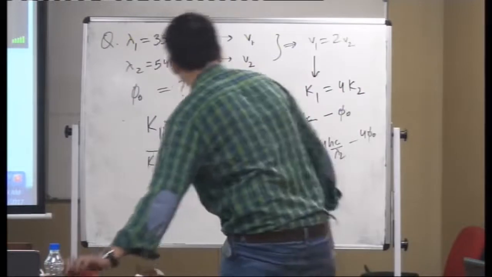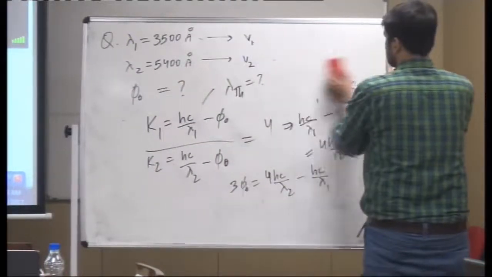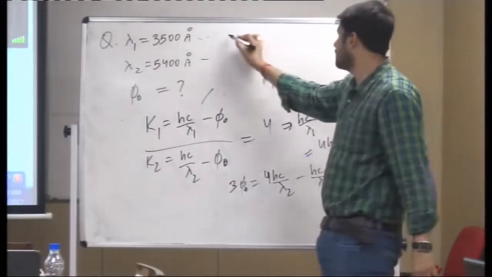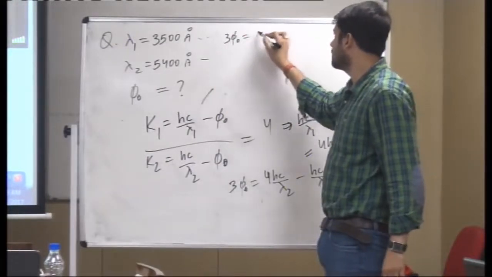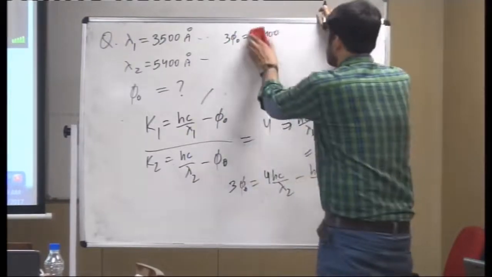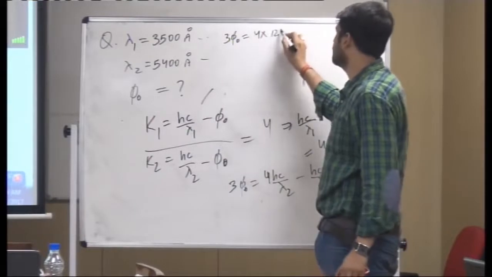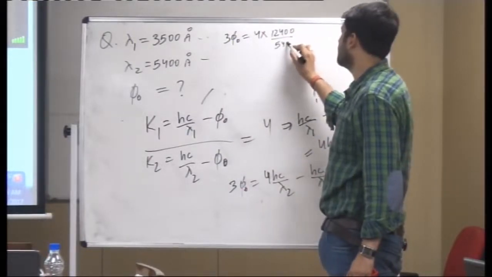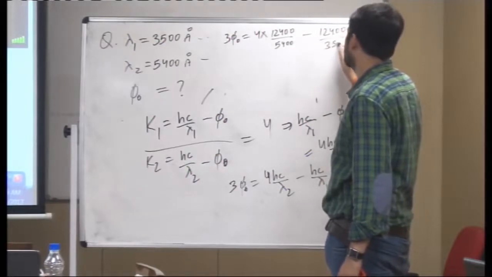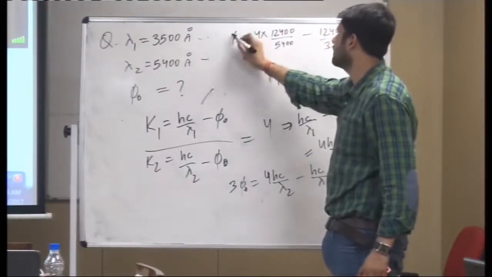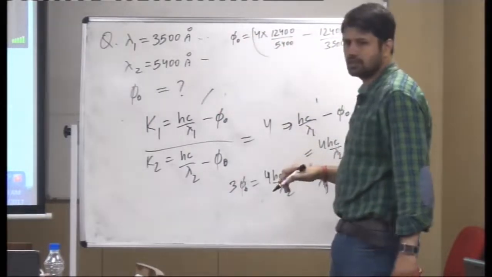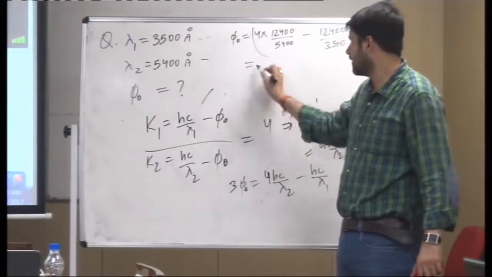So I'll erase the top part. Three phi naught is equal to 4 times 12400 by 5400 minus 12400 by 3500. And you need to take 1/3 of this thing, right? Can you find it?